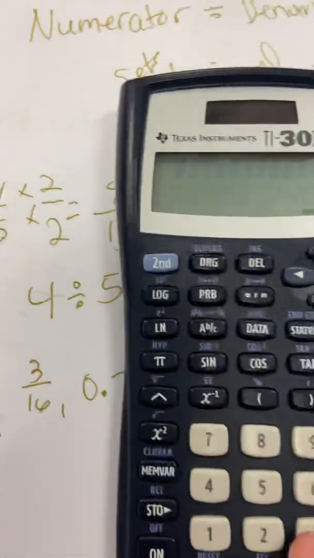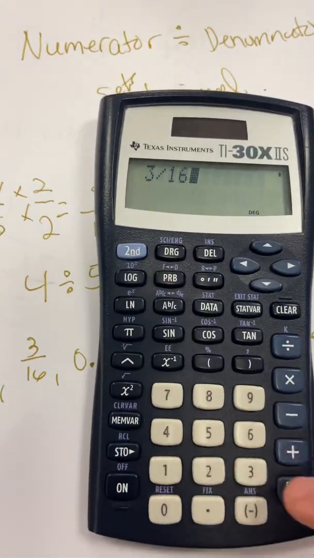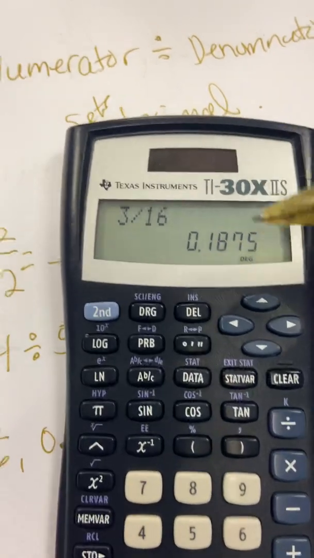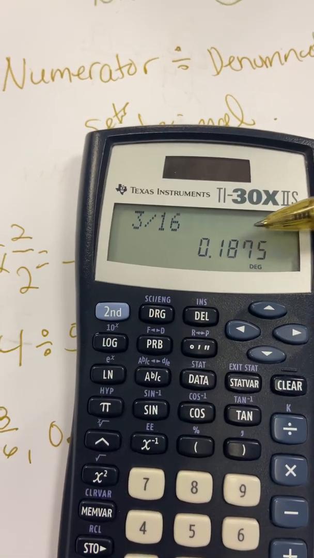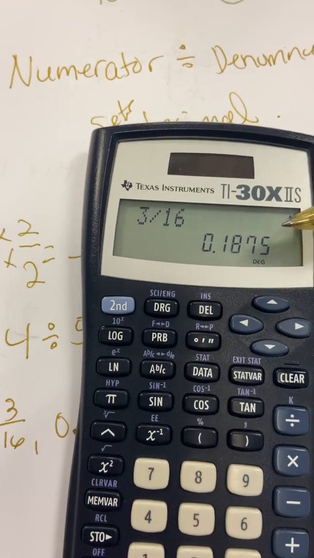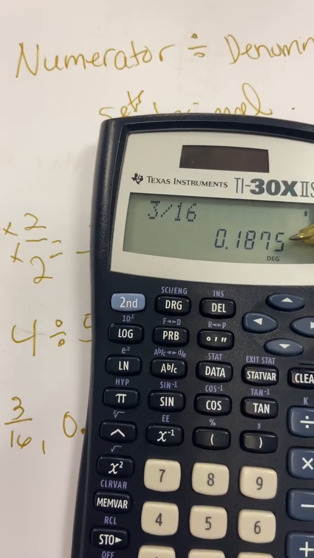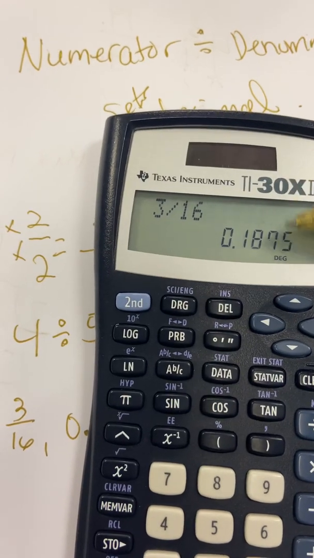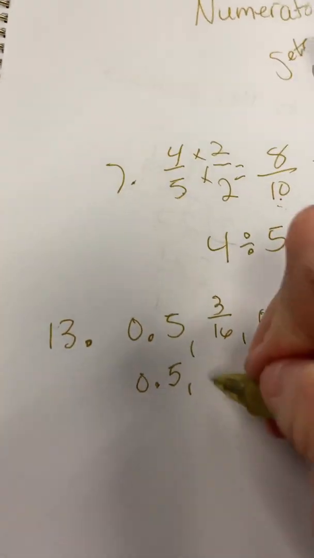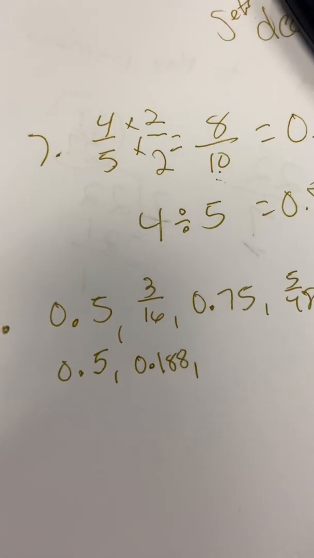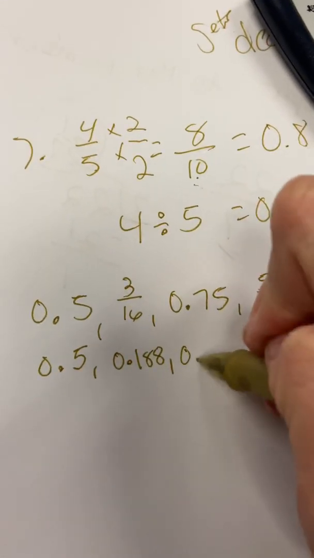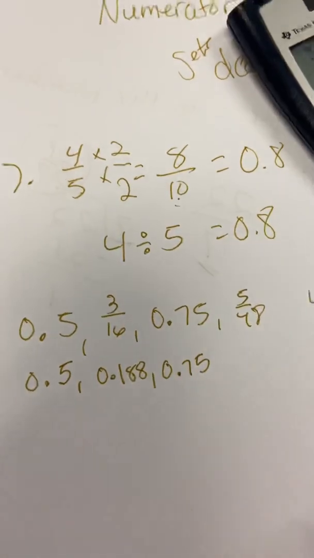3/16, I'm going to take 3 divided by 16 in my calculator. I get 0.1875. Now I told you that you should round to the nearest thousandths place. So 5 would tell 7 to go up 1. So it's going to become 0.188, 188 thousandths. Okay? I'm going to bring down my 75/100 because it's already a decimal.